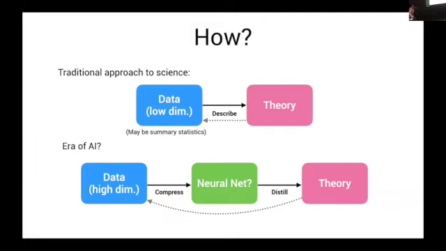So rather than building theories that describe the data directly, what I'm going to argue today is that we can build theories that describe the compression of a neural network. I'll discuss this a bit more. By the way, I'm happy to take questions throughout.